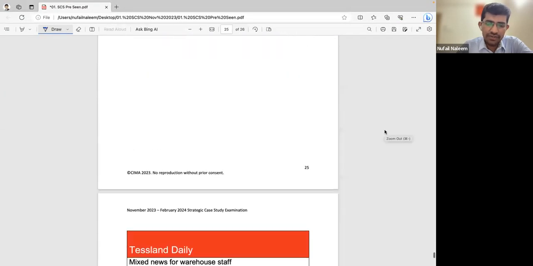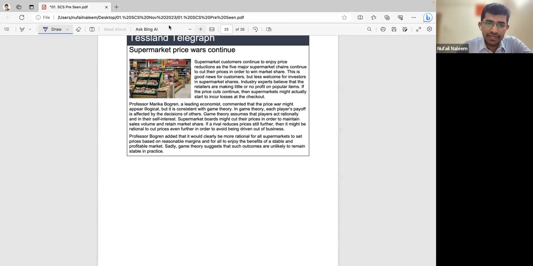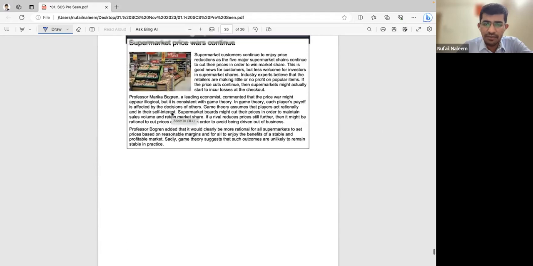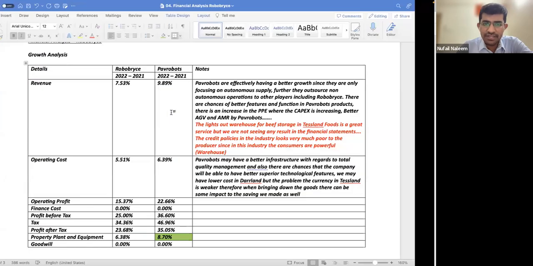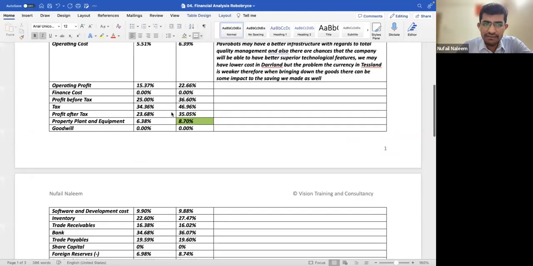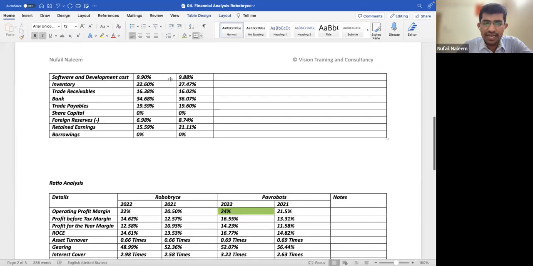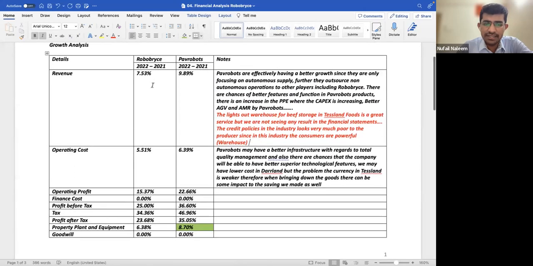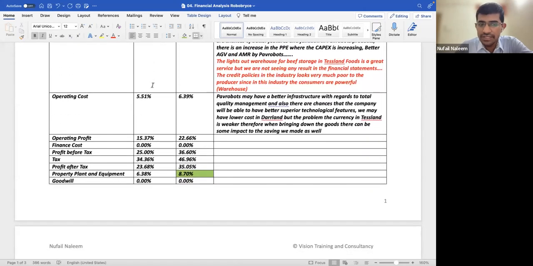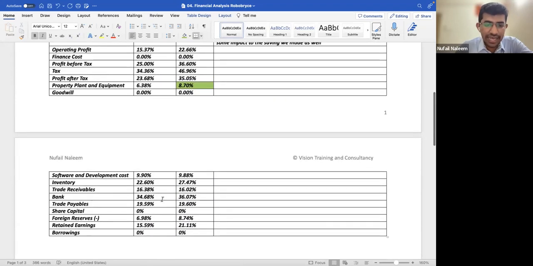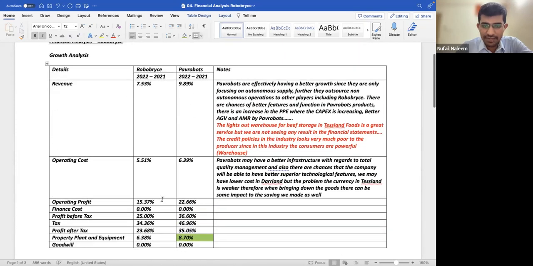Supermarket price war. Now, students, if you see, there is a supermarket price war taking place, but still we have not spent much here. Now, the next one, students, if you see mixed news for warehouse staffs, that is also not much important. The research and development cost doesn't come in revenue. The research and development cost will effectively be capitalized. That's the software development cost here. We are not going on the basis of normal research and development cost. This is basically the research and development cost that is capitalized, already added to the financial statements.